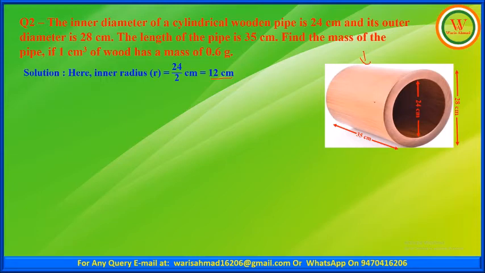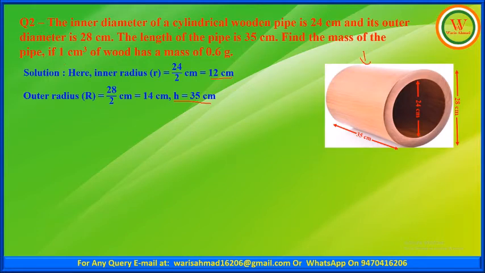Then we will find out the outer radius. Since the measurement of outer diameter is given 28 centimeter, hence outer radius, that is capital R, will be equal to 14 centimeter. Means we will divide 28 by 2. So here we can write outer radius will be equal to 28 upon 2, or we can say 14 centimeter. Height or length of this pipe is given 35 centimeter. So we can write here height of this pipe is equal to 35 centimeter.